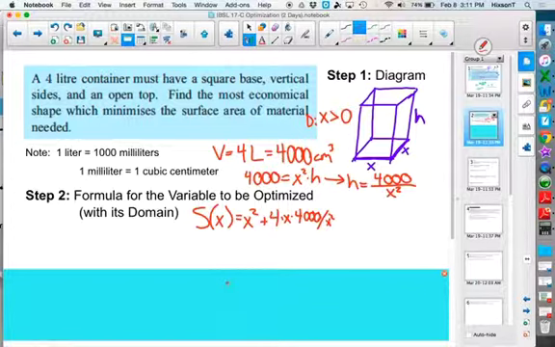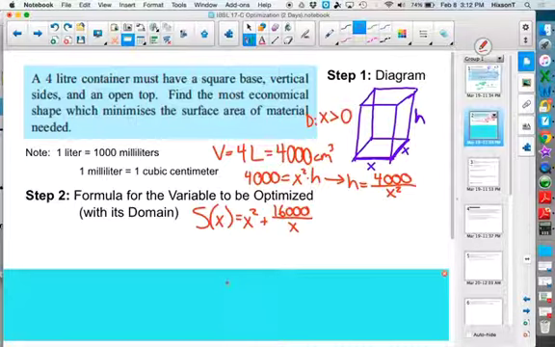What does that simplify to? 16,000 over x cubed, and this x will cancel out one of those, so 16,000 over x. So now we have our function. And the nice thing is that was the hardest part.